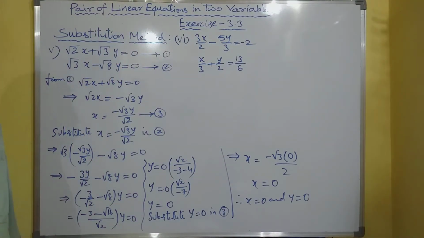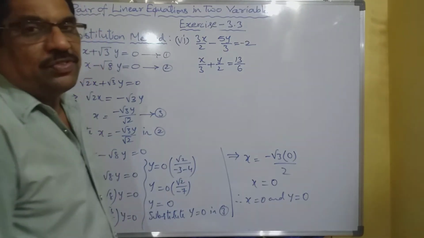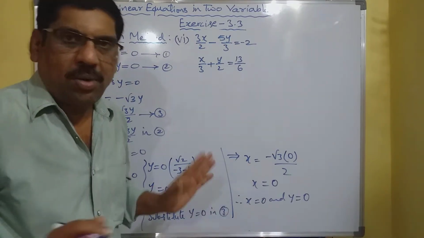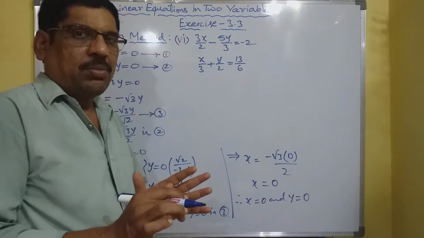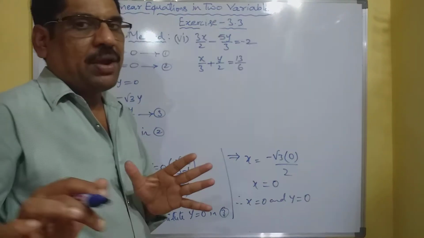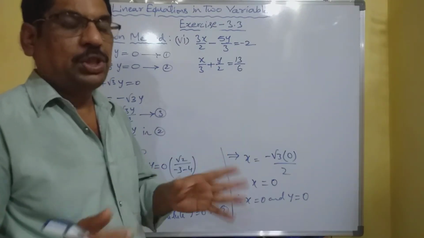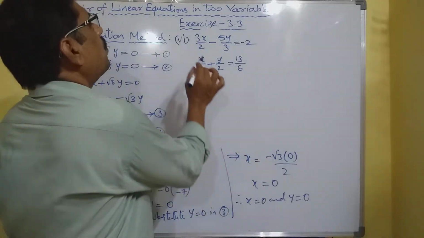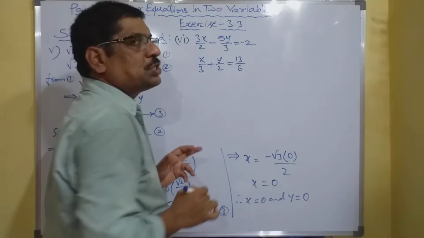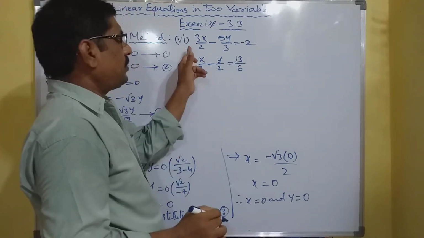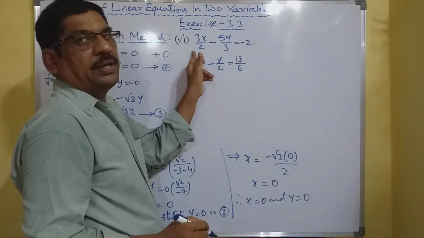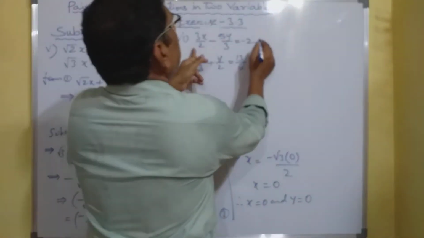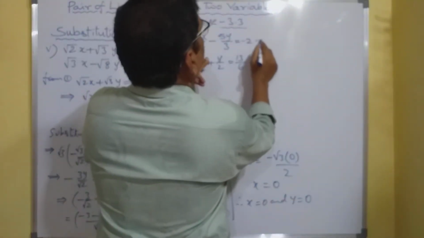Now look at the sixth problem. Here we have two solutions. Here there are denominators. To avoid the denominators and to get the linear form of the equation, means without a denominator, we have to multiply the entire equation with 6. Why? Because here the denominators are 2 and 3. What is the LCM of 2 and 3? 6. So let us multiply the entire equation with 6.